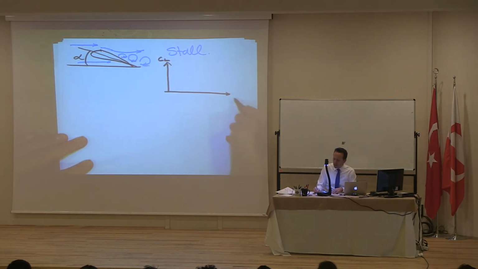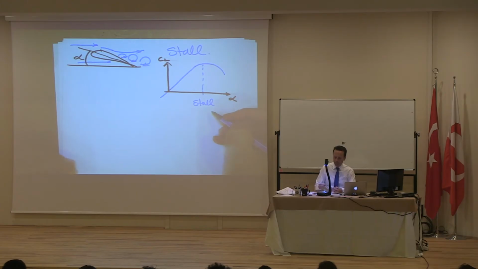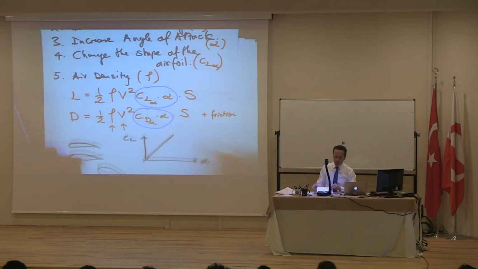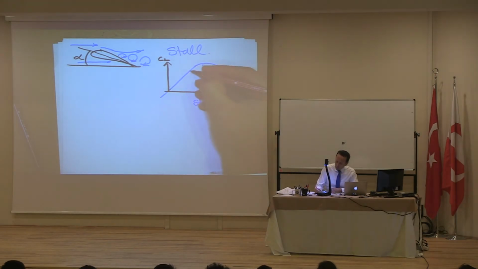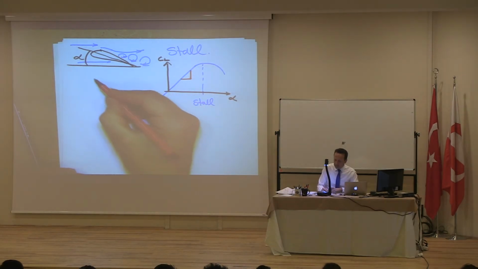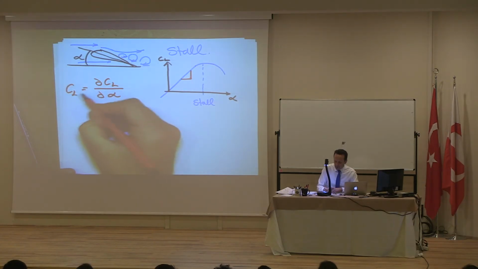So this is CL and this is alpha. So what's going to happen is the CL alpha will go up and up. As alpha increases, CL will increase, and after a while it will start dropping. And this is where you have what we call the stall region. Okay? Now, coming back to my formula, you might ask me, what is CL alpha then? Well, CL alpha is the slope. So it is basically del CL, del alpha. So that's what we call CL alpha.